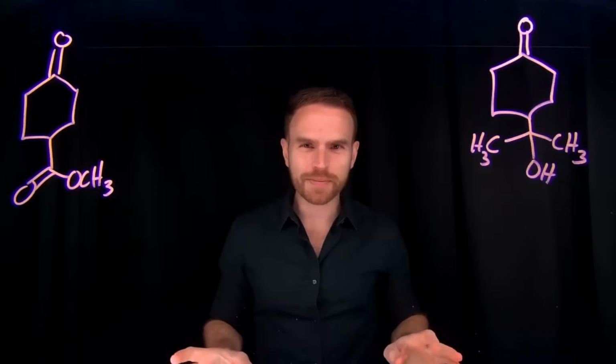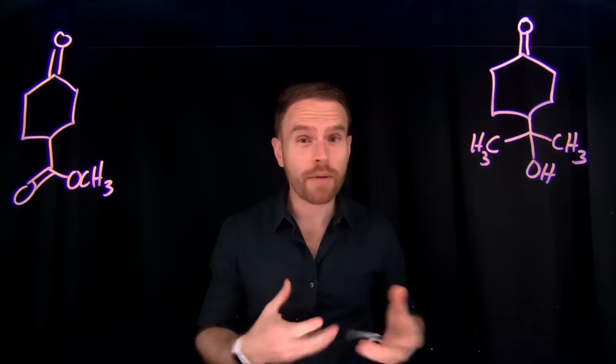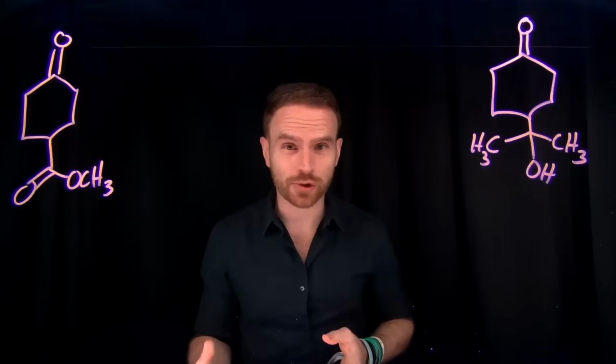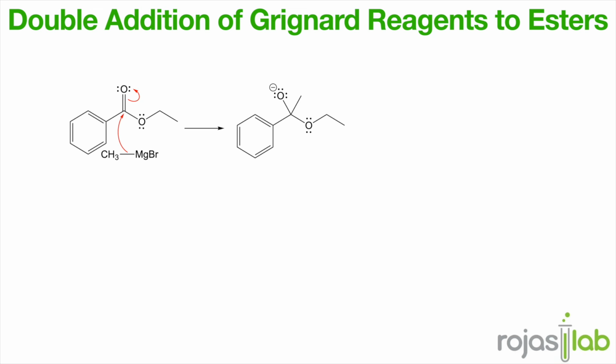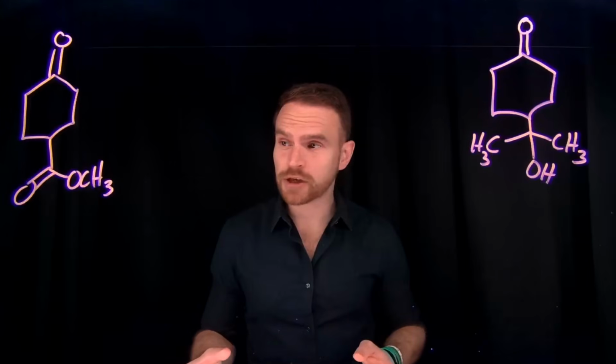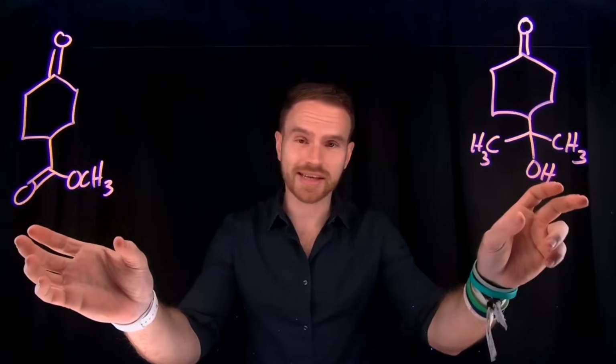The next one is a little bit tricky because it seems straightforward. Remember that Grignard reagents can be used to do a double addition to esters. Here's what that mechanism looks like, where first the Grignard reagent attacks the ester, this transforms it into a ketone, and then you get another nucleophilic attack from your Grignard reagent to transform the ketone into an alcohol. And that would be a sufficient pathway to turn this ester into this alcohol.